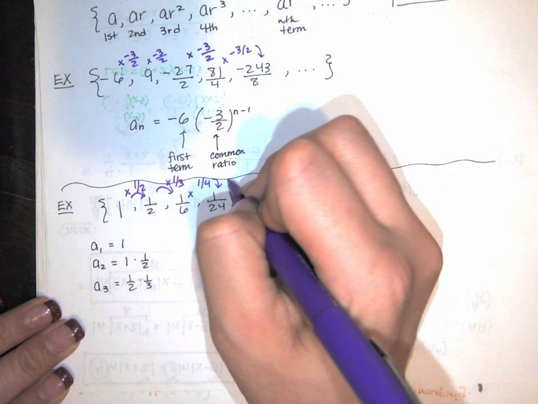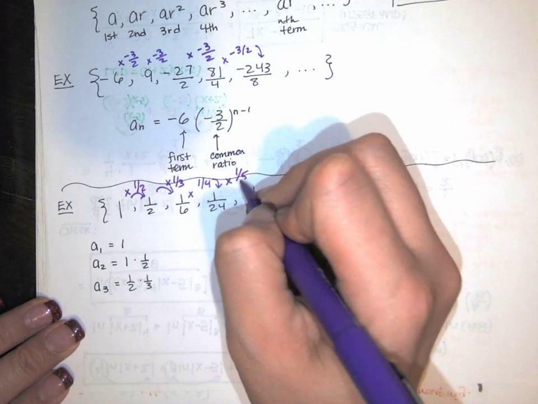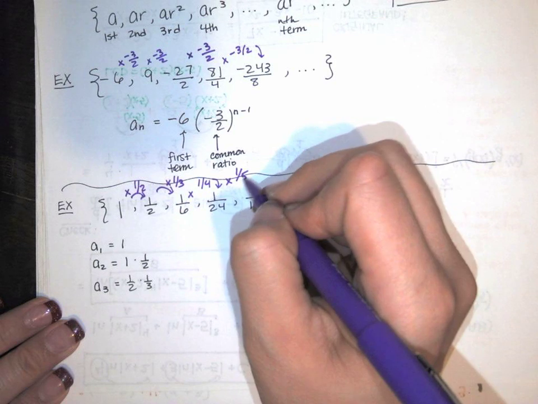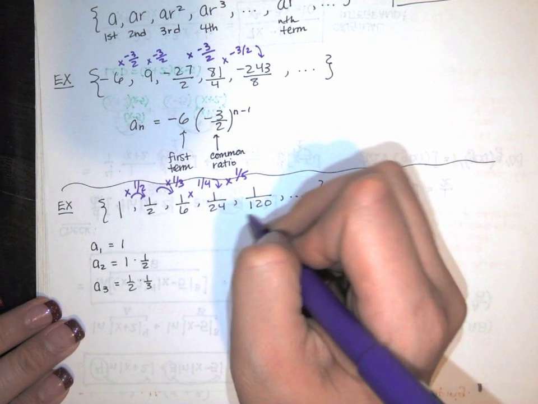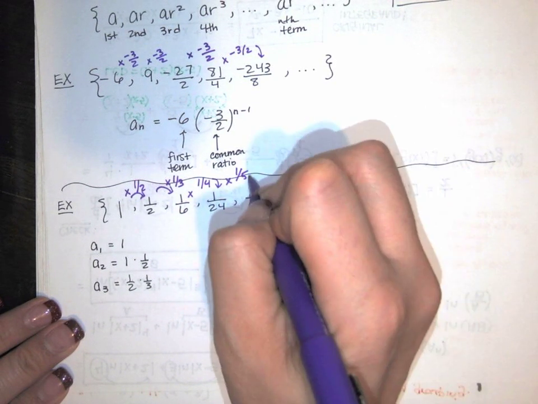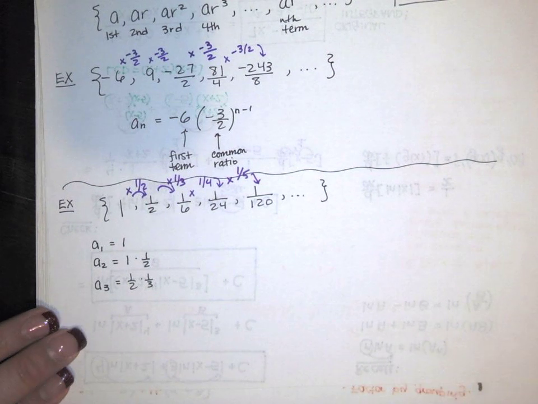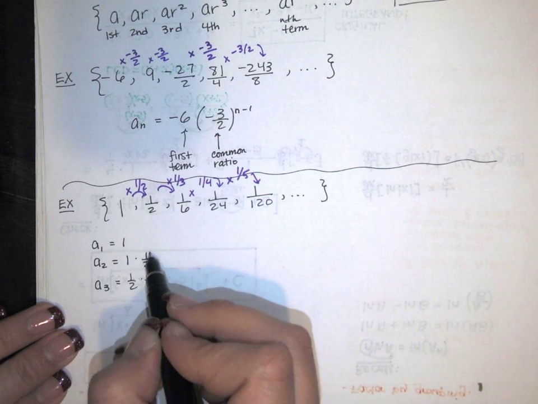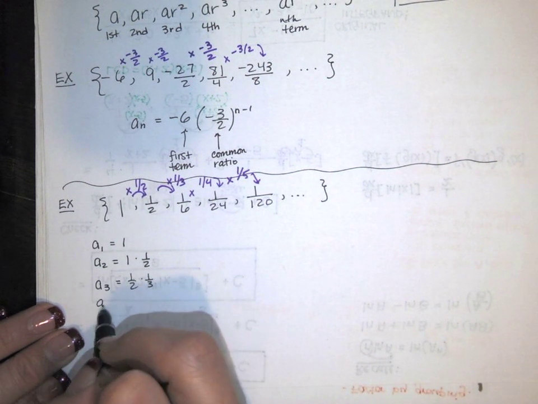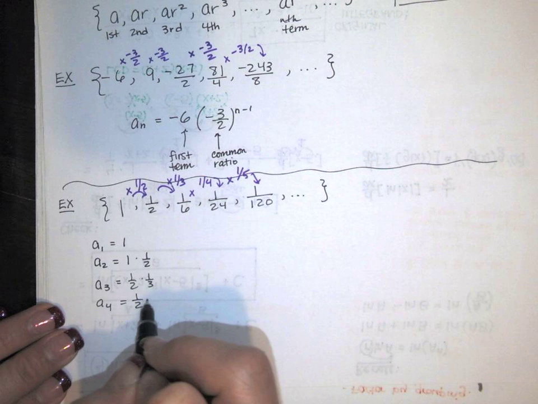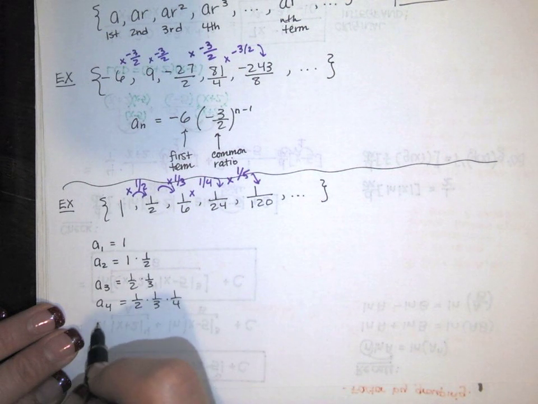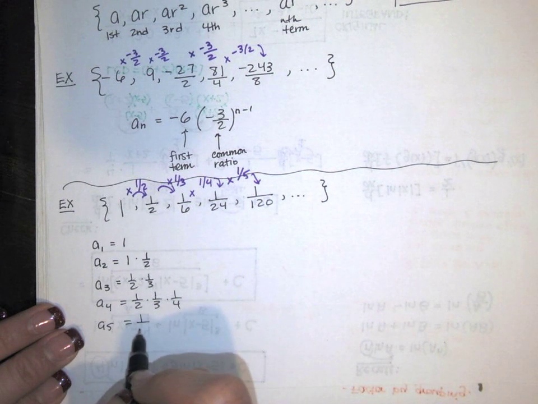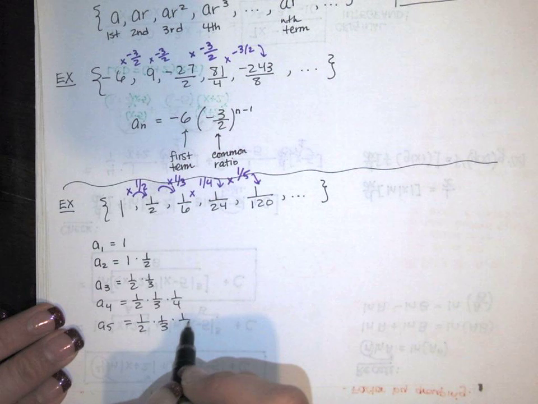What's 1/5 times 1/24? Well, 5 times 20 is 100. 5 times 4 is 20. 100 plus 20 is 120. I think that's right. Yeah. So we've got 1, then times 1/2, and then here we have 1/2 times 1/3 times 1/4. And here we've got 1/2 times 1/3 times 1/4 times 1/5.